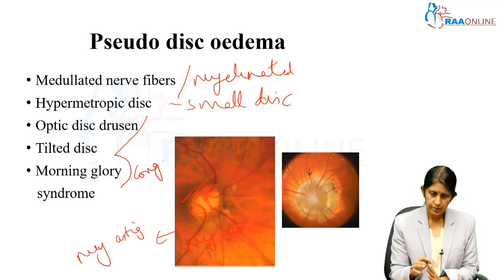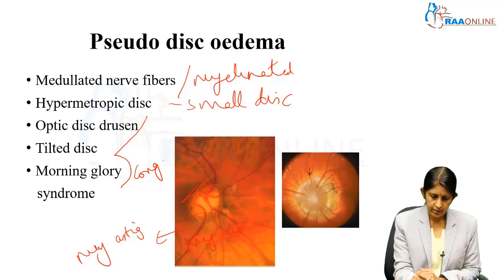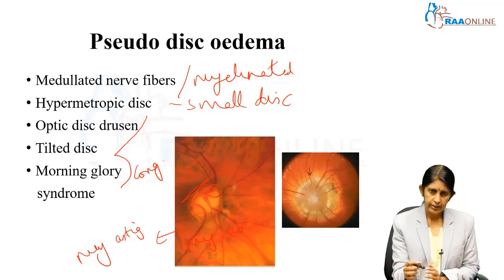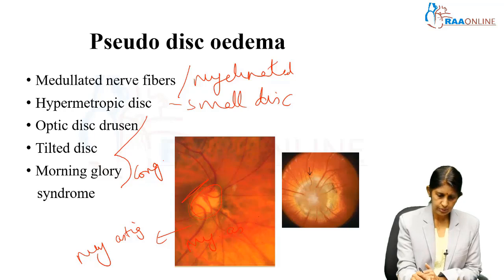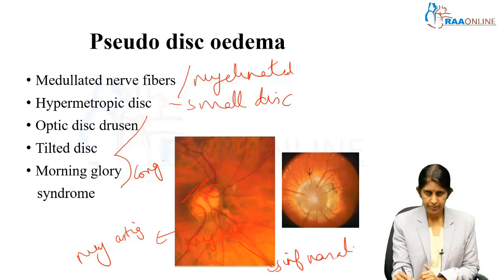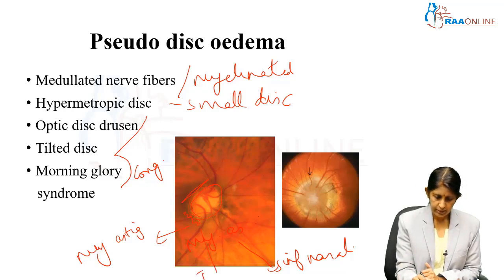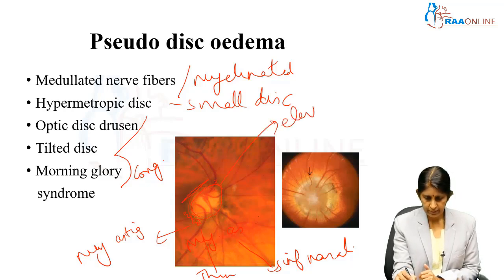And what is of more importance for us for clinical diagnosis is that you can see an amount of peripapillary atrophy, and also the direction of the tilt is usually inferonasal. So inferonasal tilt is usually present, where there will be thinning in this direction, and this area will be elevated.